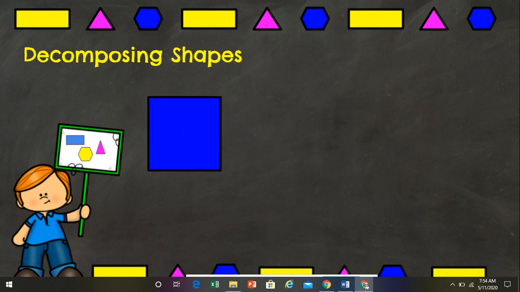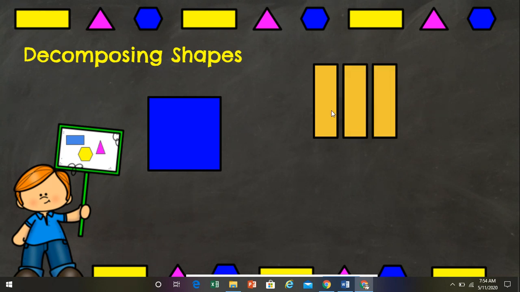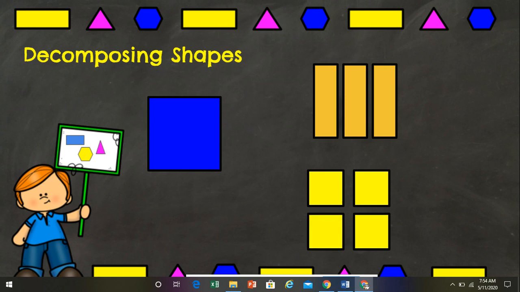A square. And this square, we're going to decompose it in two ways. Este cuadrado, por ahora, lo vamos a solamente descomponer de dos maneras. So you can decompose this square, this shape, and have 3 equal parts. 1, 2, and 3. See how you have 3 equal parts? Or if you want to split it up into 4 equal parts, this is one way, another way to split it up. 1, 2, 3, 4, into 4 smaller squares.